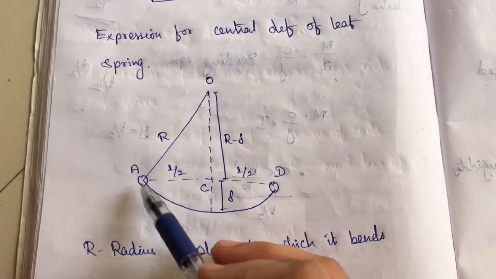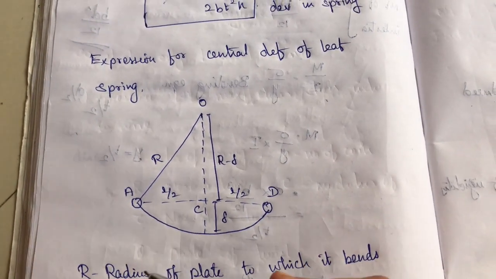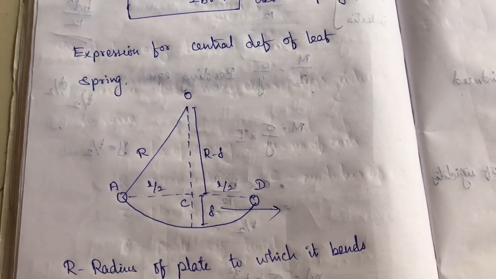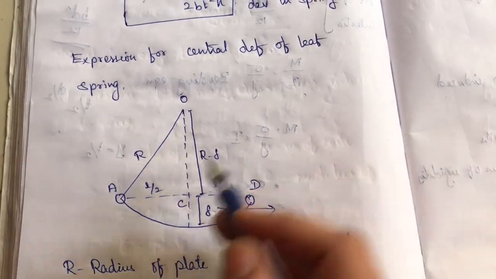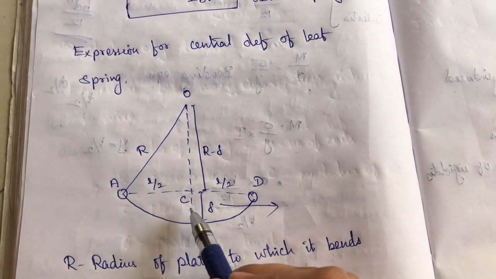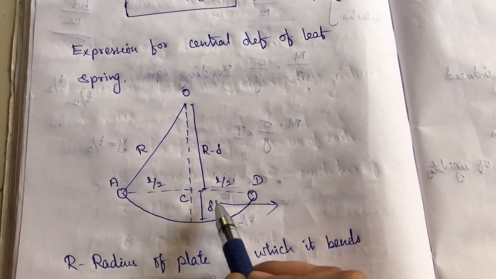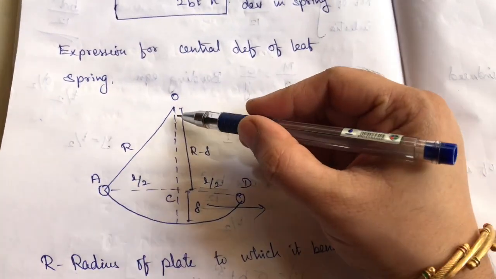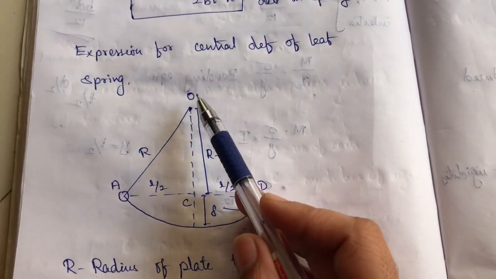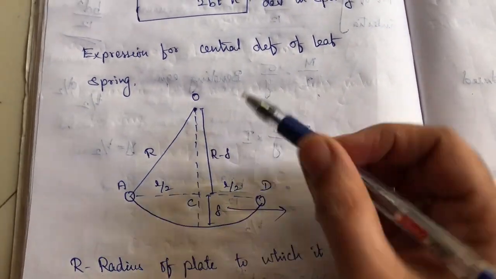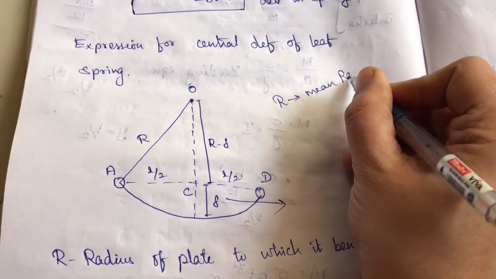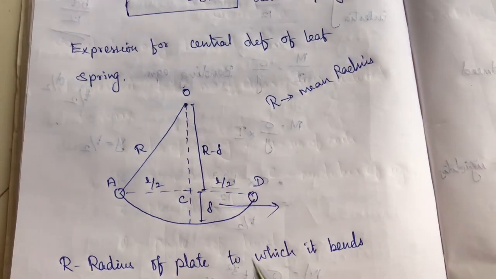So you can see here, this is the figure, and we need to find the central deflection, that is this one. Okay, so we need to find this. So this is all common. So A, B, half of the length, and this is C point, and it is the deflection. So up to this is common. The only thing we are adding is the origin O. So from O to A and O to D is R, which is nothing but the mean radius. Okay, so R is the mean radius.